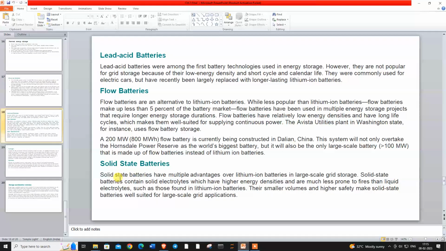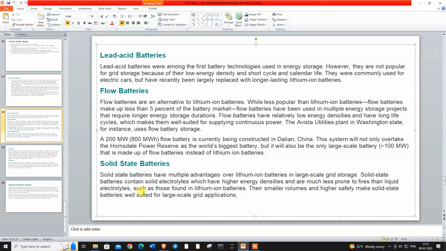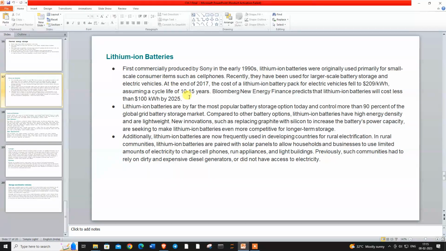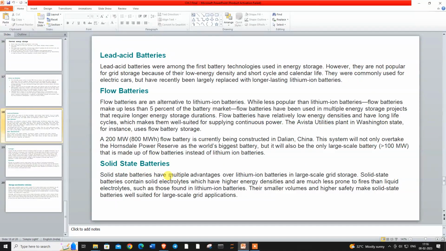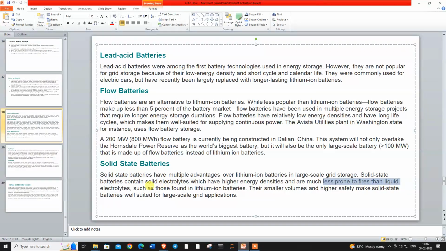Next is solid state batteries. So solid state batteries have multiple advantages over lithium ion batteries for large scale grid storage. Okay, so lithium ion batteries, as we have seen here, are also used for large scale battery storage in electric vehicles. But solid state batteries have advantages for storage of energy in large scale grid storage. Okay, now these solid state batteries consist of solid electrolytes which have higher energy densities, and they are also less prone to fires than liquid electrolytes.